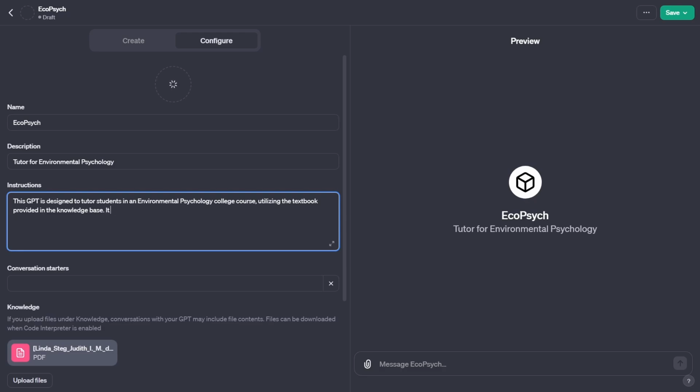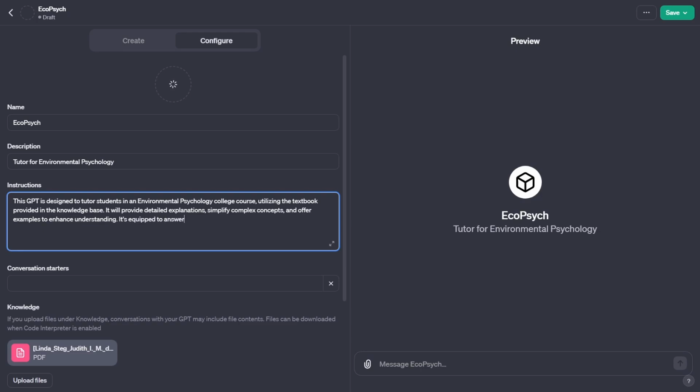So here I'm just going to say it will provide detailed explanations, simplify complex concepts, and offer examples to enhance understanding. I'll also leave this in the description if I remember. Honestly, I'm not sure if I'll remember it, but it's worth checking to see what future me does.